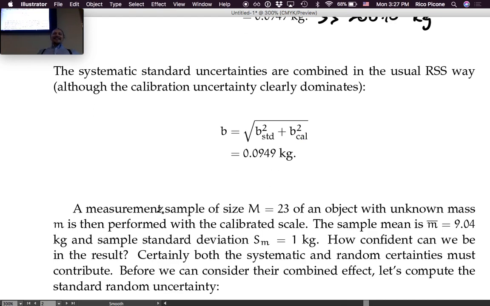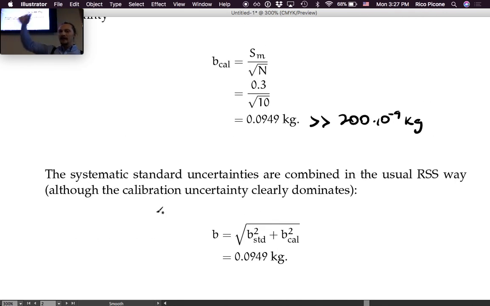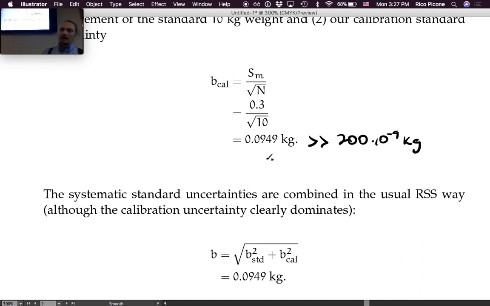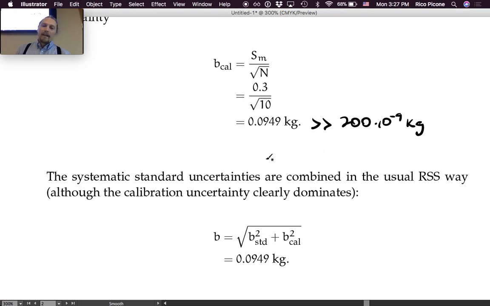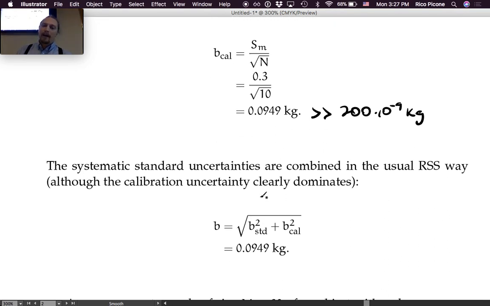Anyways, the systematic standard uncertainties are combined. So we have one from NIST, and then we have one from our measurement on my scale. So the systematic uncertainties are combined in the usual RSS way, although the calibration uncertainty clearly dominates. So the one from the standard here, this is the NIST one. This one's super tiny, right? So it essentially is negligible. So we end up with the 0.949 coming out of this, which makes sense.